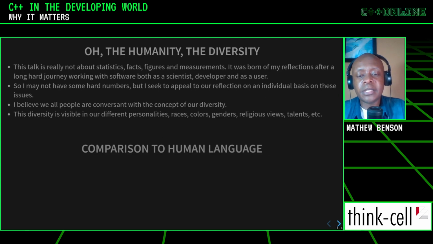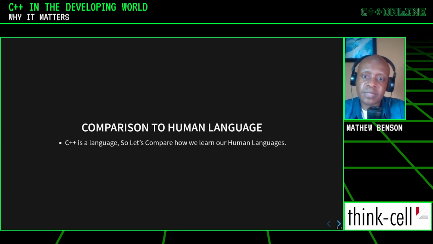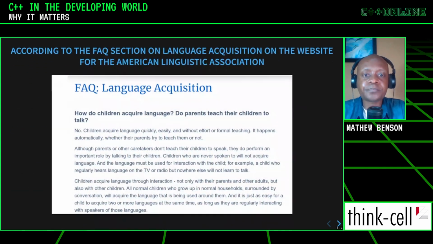And because of this, how we approach the language is very mixed because of different reasons. But we still need to get the point across. So I'd like to use human language as an analogy to learning C++. It is just language after all. And according to the FAQ section on the website for the American Linguistic Association, there's an FAQ section and it talks about how children learn how to speak. How do we acquire language, even the language that we speak in our day-to-day communication?